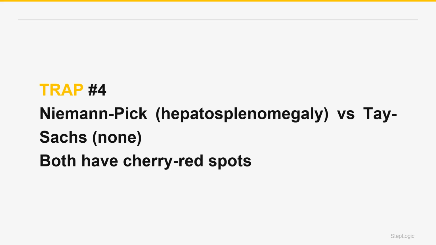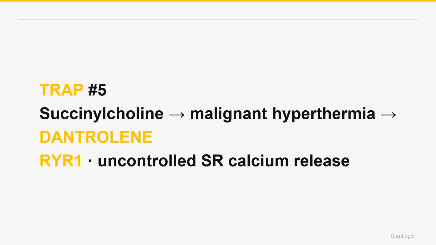Trap 4. Both Niemann-Pick and Tay-Sachs give a cherry red macular spot in Ashkenazi infants. The difference is organomegaly. Niemann-Pick has hepatosplenomegaly and foam cells from sphingomyelinase deficiency. Tay-Sachs does not. Trap 5. Succinylcholine and volatile anesthetics can trigger malignant hyperthermia in patients with the ryanodine receptor mutation: uncontrolled calcium release, hyperthermia, and rigidity. The antidote is dantrolene, which blocks that calcium release.